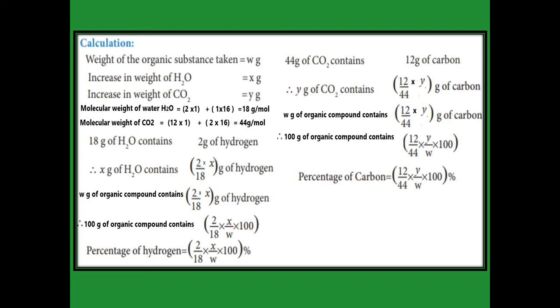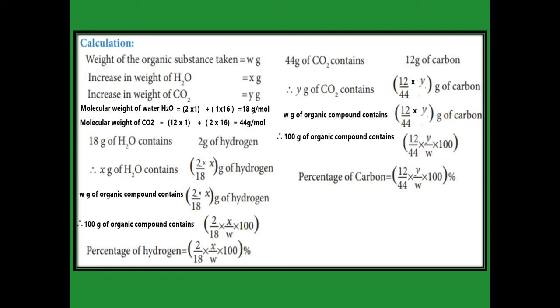And the molecular weight of carbon dioxide: only one carbon is present, so 12 into 1, plus how many oxygens? 2 oxygens, so 2 into 16. Adding, we get 44 gram per mole. Now the molecular weight of water is 18 gram and of carbon dioxide is 44 gram. How many grams of hydrogen do 18 grams of water contain? It contains 2 grams of hydrogen, because water has two hydrogens.